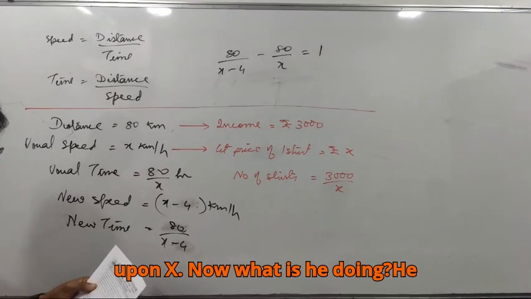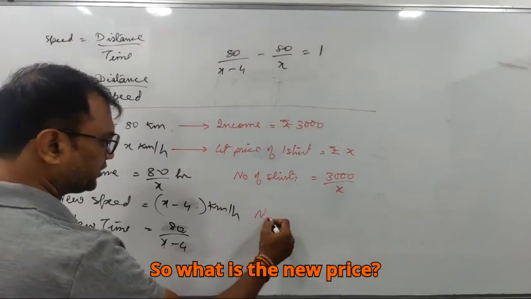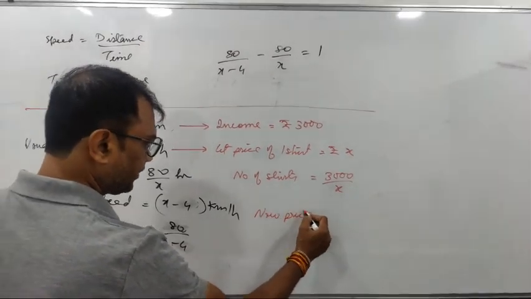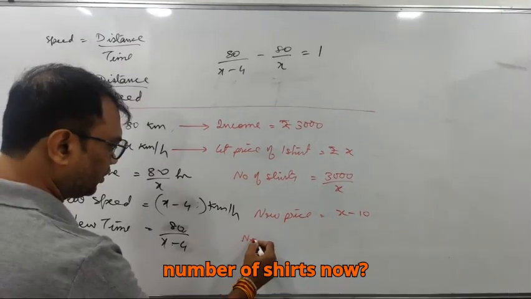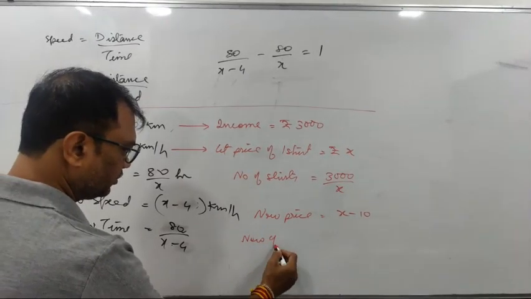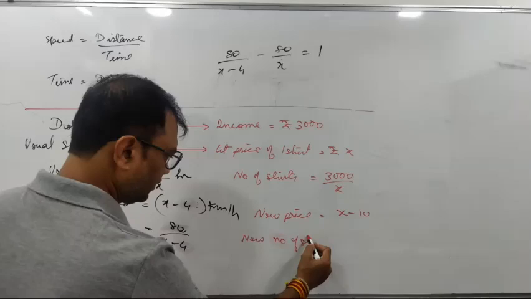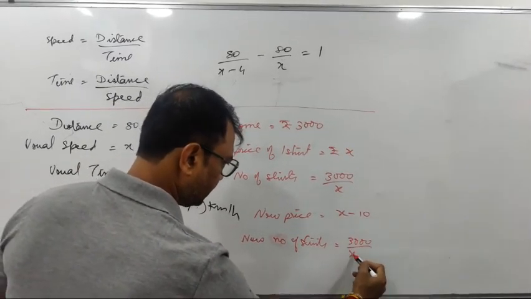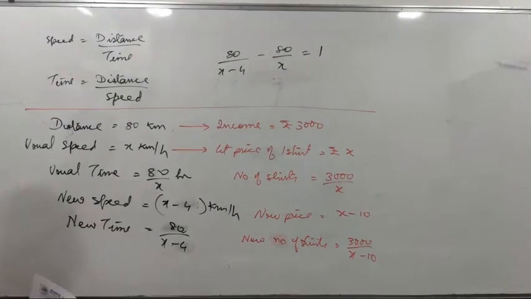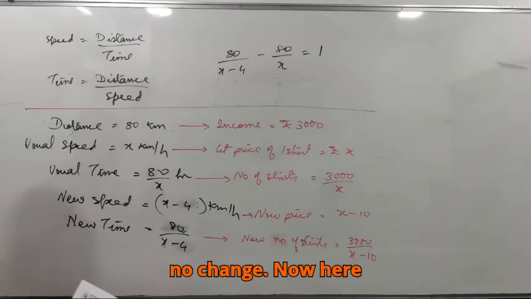Now what is he doing? He reduces the price by rupees 10 per shirt. So what is the new price? x minus 10. So what is the new number of shirts now? Very good. See, related, same, nothing changes.